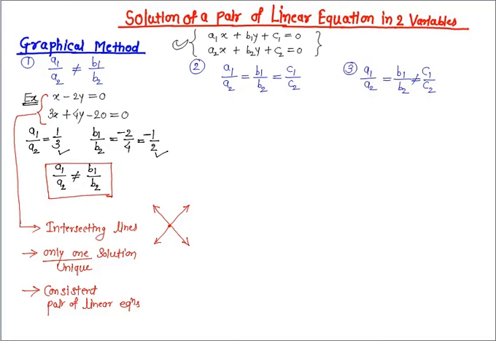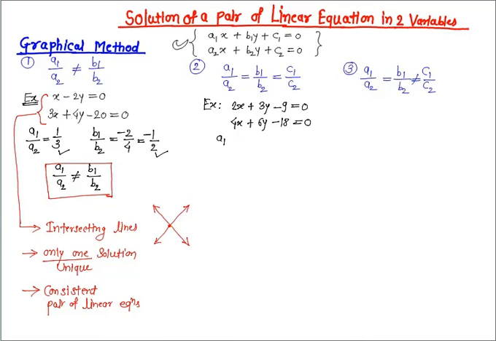Now let's understand second condition, that is a1 by a2 equals to b1 by b2 equals to c1 by c2. Let's understand this from an example. We are given the pair of linear equations 2x plus 3y minus 9 equals to 0 and 4x plus 6y minus 18 equals to 0. In second condition, we have to compare coefficients of x with coefficients of y along with constants c1 and c2. Let's compare coefficients of x.